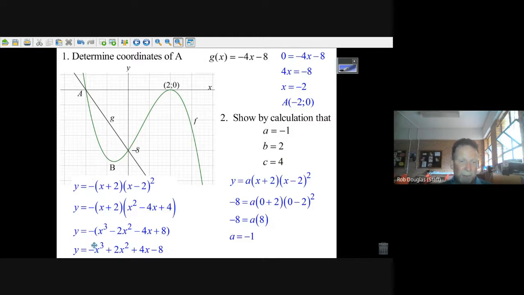And now we're looking at it. A is minus 1. B is 2. And C is 4. Now I've shown that.